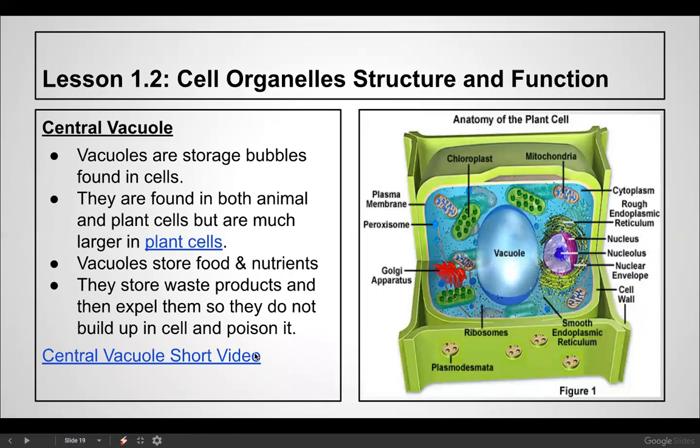The central vacuole, again, vacuole of storage bubbles found in cells. They're found in both the animal and plant cells. Vacuoles store nutrients. And that's it.